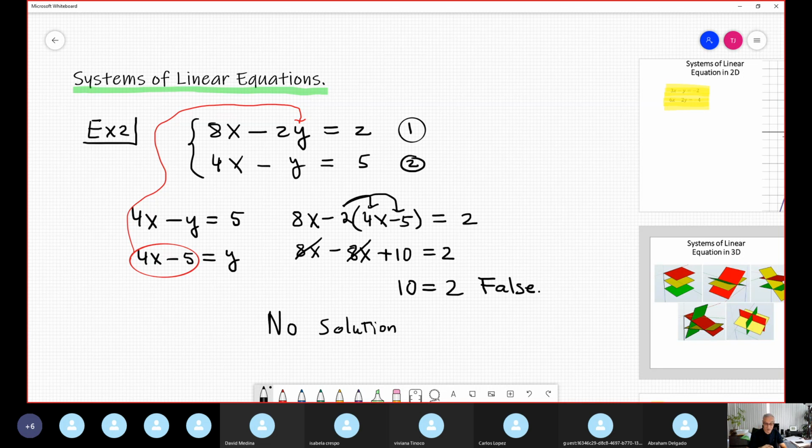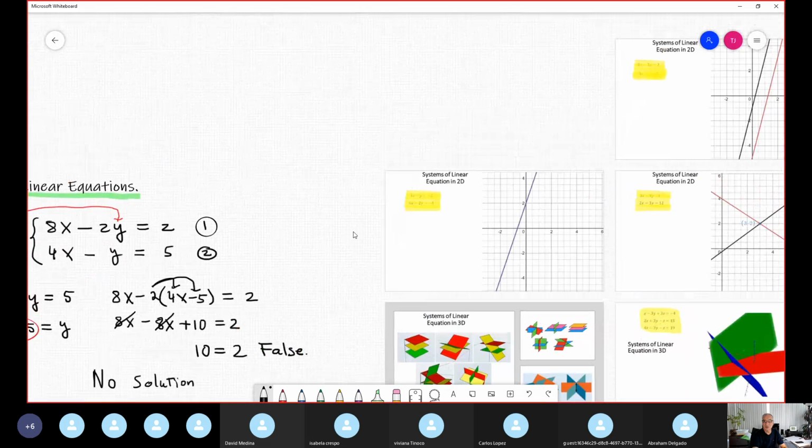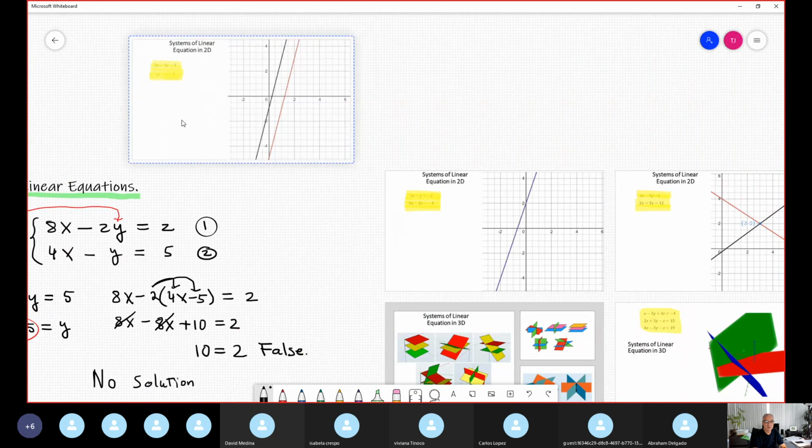Okay, but what is the geometric interpretation? Because I need to understand much better. The geometric interpretation of this is, look, let me show you. Here.